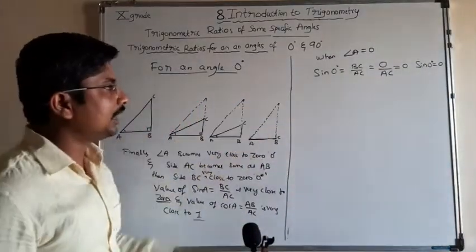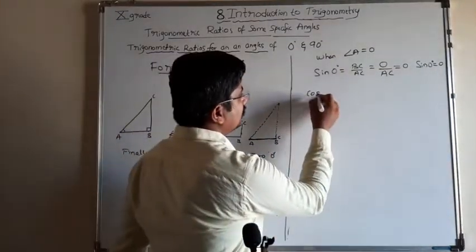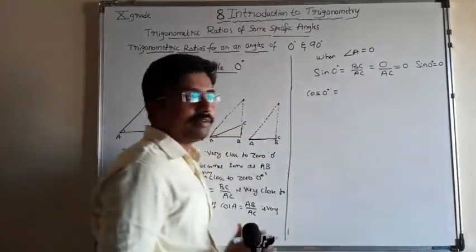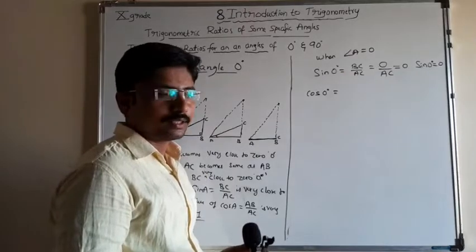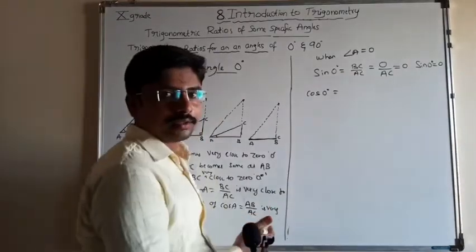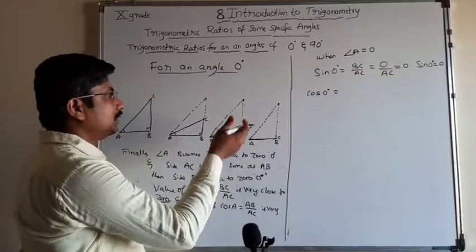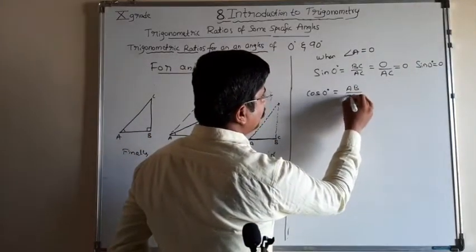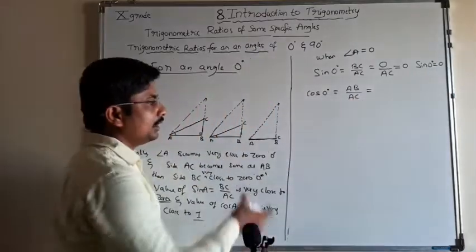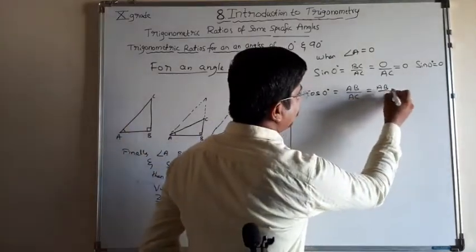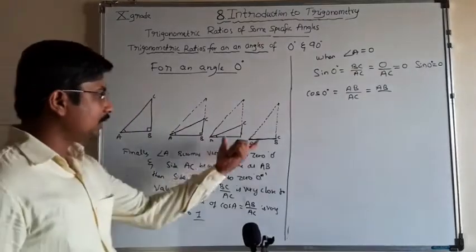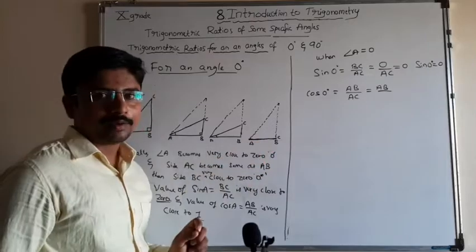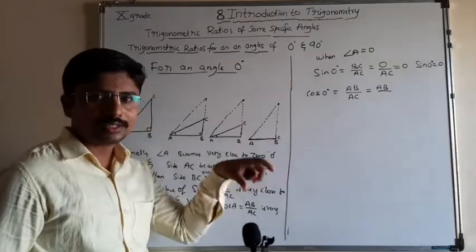Next consider the trigonometric ratio cos 0 degree. What is the value of cos 0 degree? It will be 1. Why? Because cos 0 degree is equal to adjacent side AB divided by hypotenuse AC. AC is equal to the side AB.